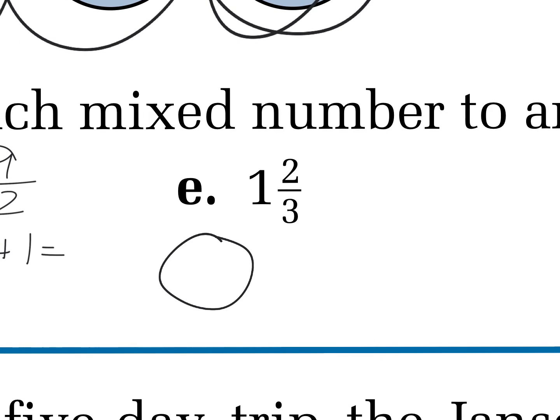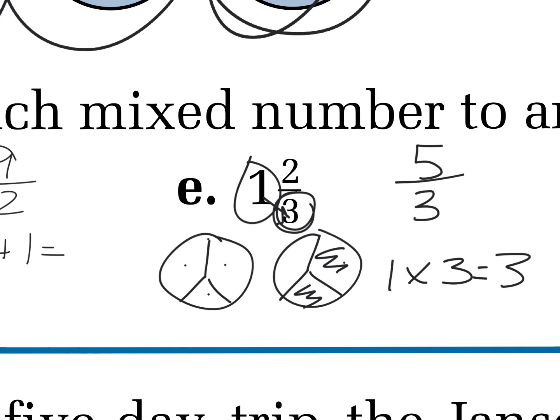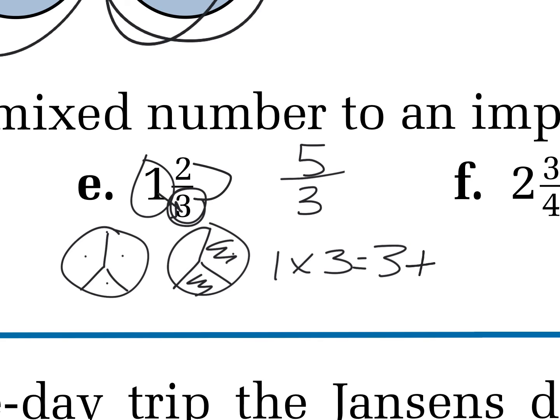So if I have 1 and 2/3, I would divide that into thirds and shade it. I know my denominator is going to be 3, so I divide the whole into thirds and have 1, 2, 3, 4, 5. 5 thirds. Or, again, I can multiply my whole number, 1, times my denominator, 3, which gives me 3. And then add the 2, which gives me 5. There's my 5 over 3.